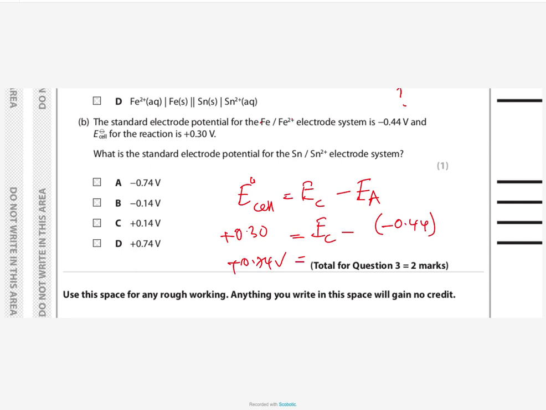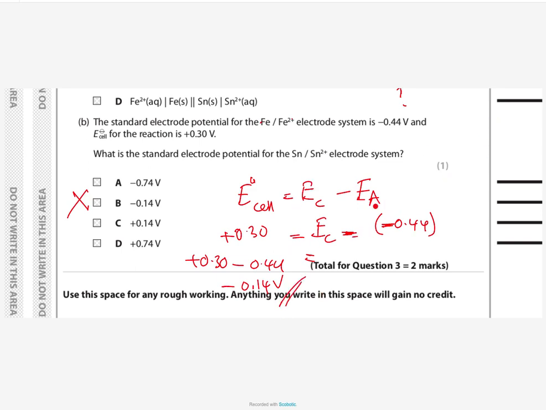Is it correct? No. There's a mistake here. What is the mistake? This is minus, right? Minus is what? Plus. So when you go to the other end, plus becomes minus. So plus 0.30 minus 0.44, right? So 0.3 minus 0.44. You have to be very careful about that. So you get the answer as minus 0.14 volts. So minus, and this minus is plus.